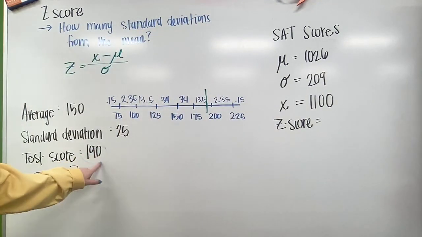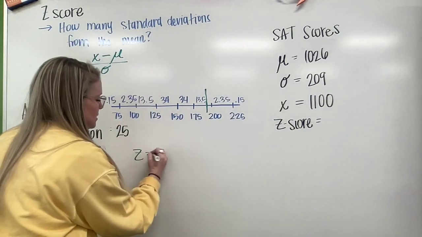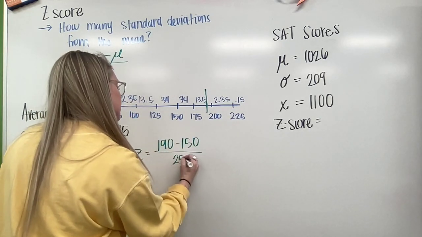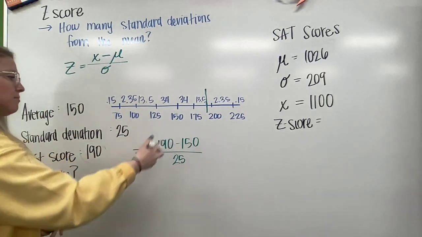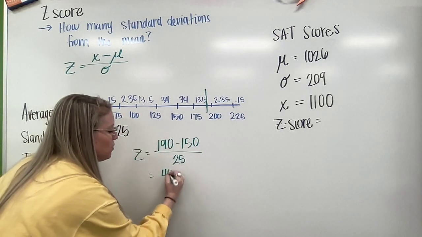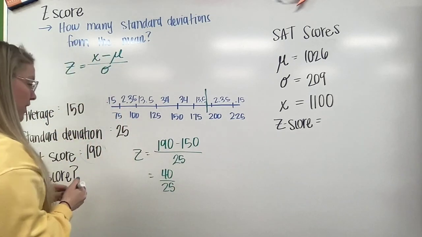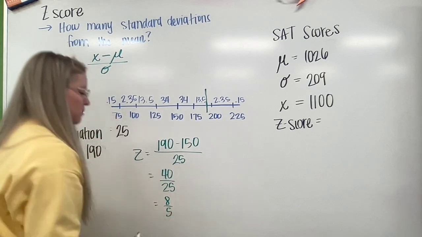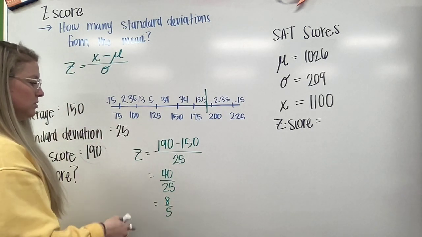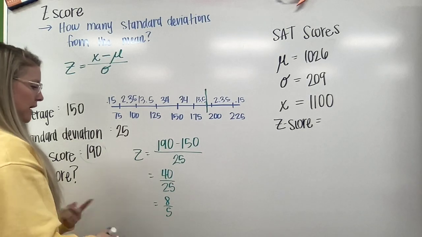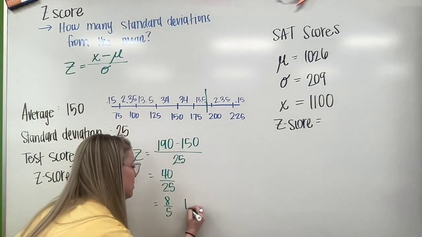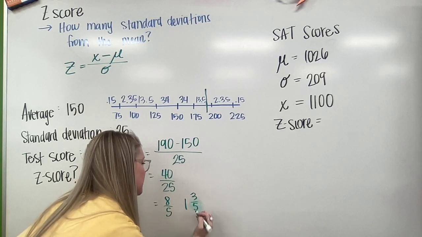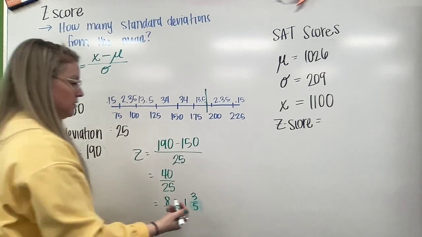Okay? So we can take that 190 now to get the z-score. That's going to be 190 minus 150 divided by 25. So 190 minus 150, that's going to give me 40 divided by 25. They're both divisible by 5. So that's going to give me 8 over 5. Divisible by 5, right? So that's going to be 1 and 3/5, so that's double it, 60, 1.6.